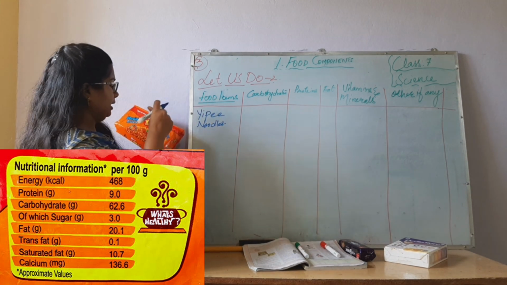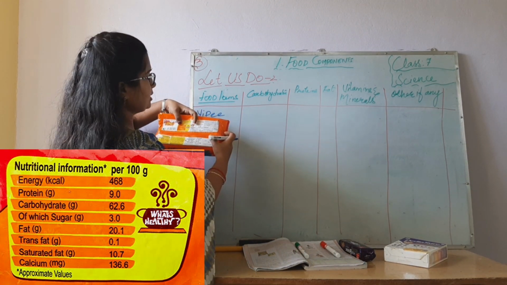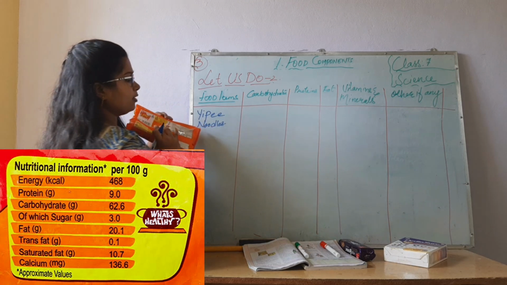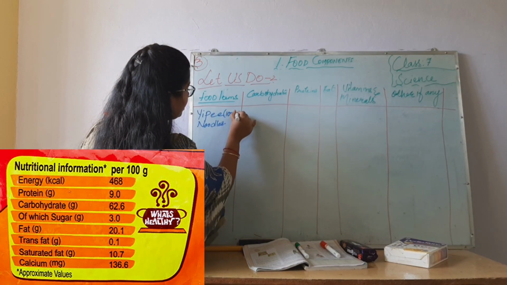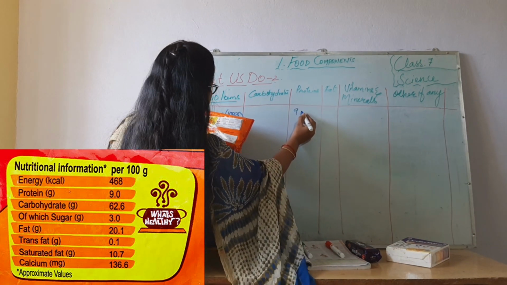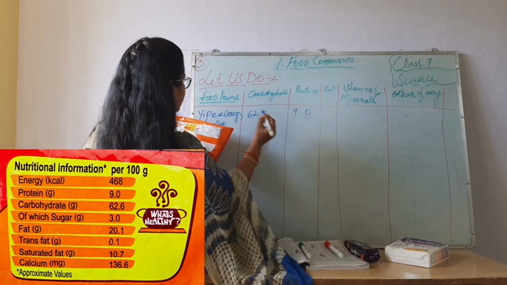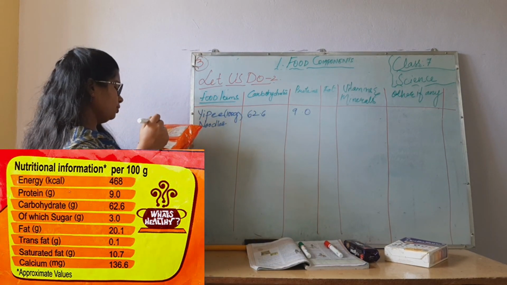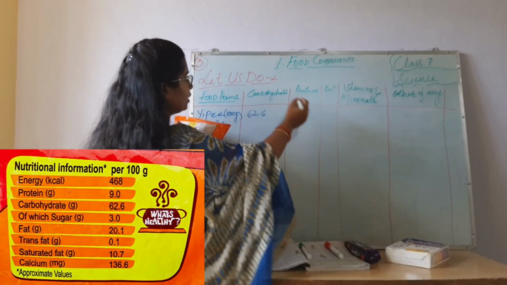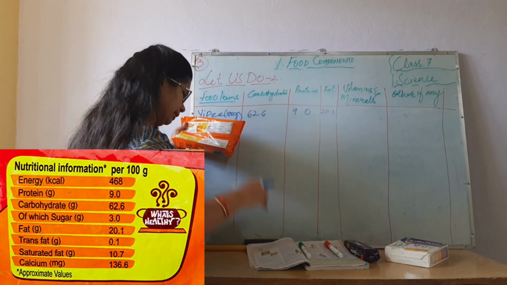So in Yippee noodles, what will you have? Let's see our nutrition information. Proteins: 9.0 per 100 grams. Per 100 grams of Yippee noodles, you had proteins, 9.0. Carbohydrates: 62.6. And more, fat. Yes, fat is there, 20.1.